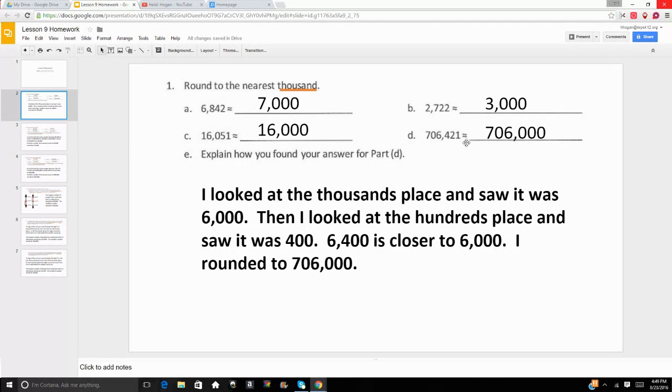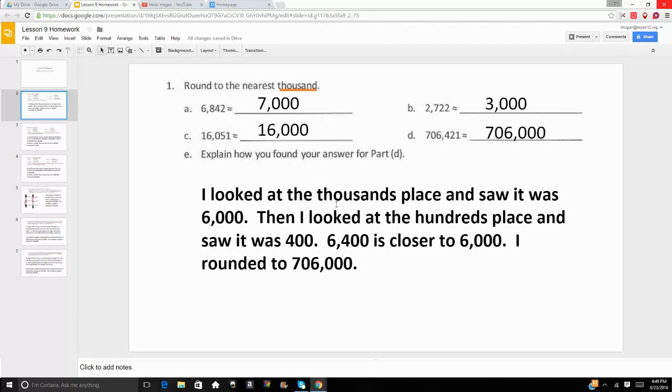And this is tricky because we have 6 digits, but we're only looking at the thousands place, so the 6,000. So is that closer to 6,000 or 7,000? And that is closer to 6,000, so 706,000. And they're going to ask how you got your answer to part D, and this is how I did it. But you may have drawn a vertical number line, you may have used a regular number line, you may have used your number sense in a different way than I did. So this is just an example. You do not have to write this, and if you write it exactly, I'm going to know you copied it. So you should be explaining your own thinking for how you answered D.